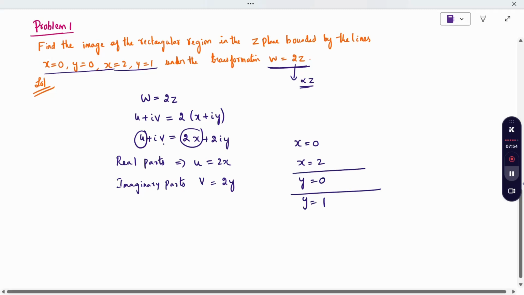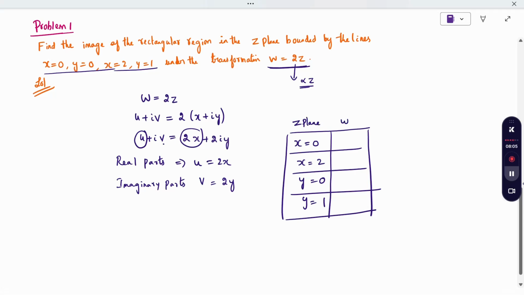Whatever the corresponding answers are, make a new table. This is x, y, the Z plane, and this is the W plane. For example, x equal to 0, put in this, u equal to 0. Same way, x equal to 2 means u equal to 4. Y equal to 0 gives v equal to 0, and y equal to 1 gives v equal to 2. So I got the answer. After this, we have to draw a diagram, then write the conclusion, and your problem will be completed.